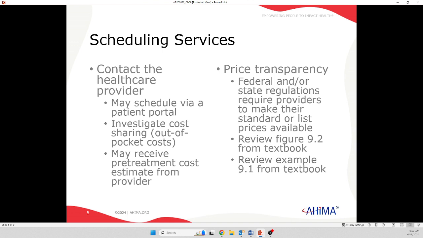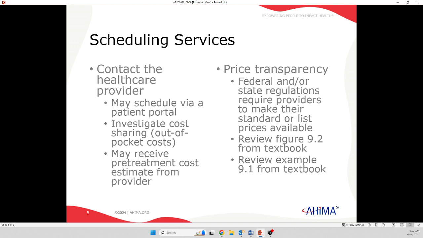Now, CMS has 300 shoppable services that are listed, and these are non-emergency services. They are things that we could schedule to have done. So an ER service wouldn't be shoppable, but let's say I had to have a chest x-ray. That could be a shoppable service that I could go on and see how much it would cost at different facilities for me. So if you look at figure 9.2, page 171, there's that picture.